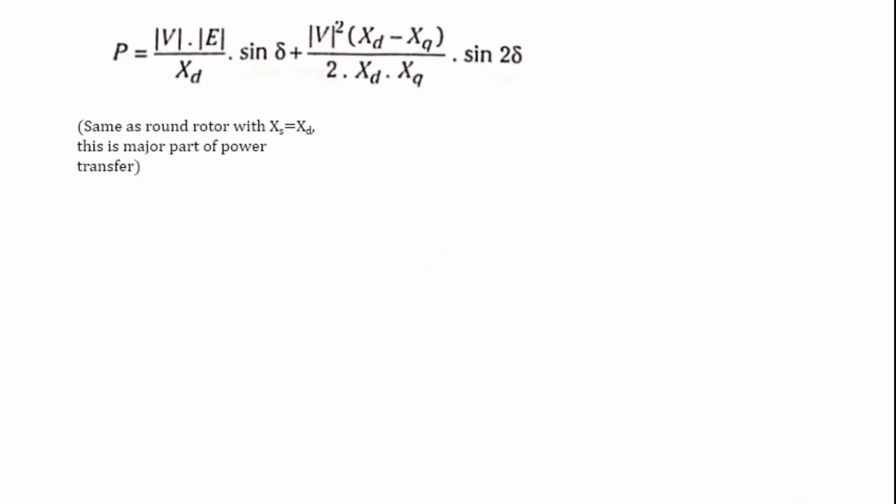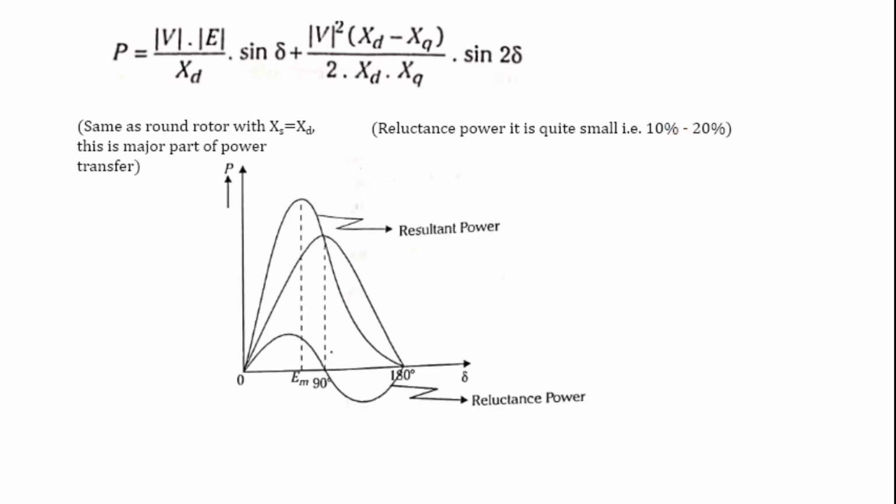The first part is the same as the round rotor, considering X equal to XD. This carries the major part of the power transfer. The next term is considered the reluctance power, which is quite small, generally 10 to 20%. Now the power angle curve of the machine is shown here.